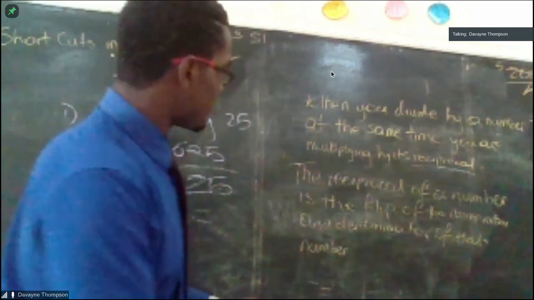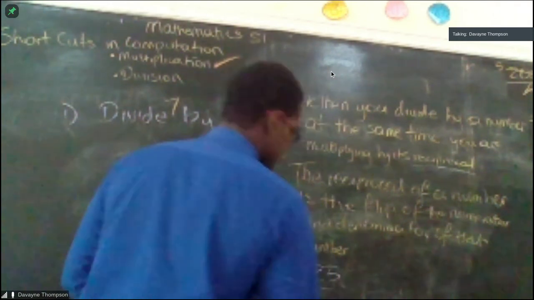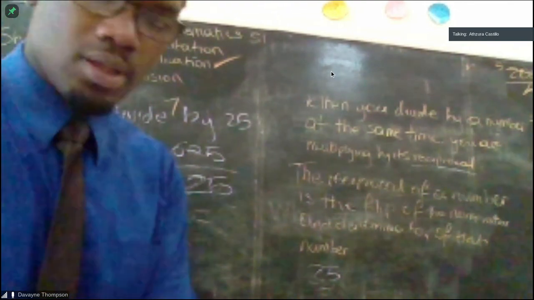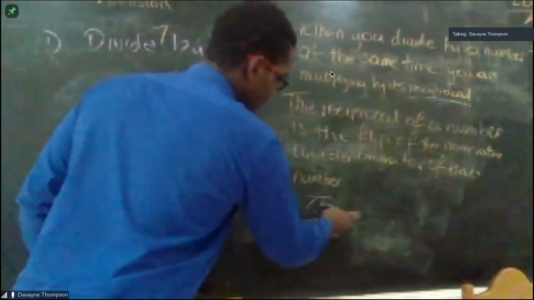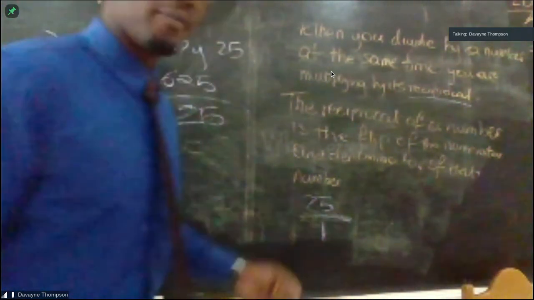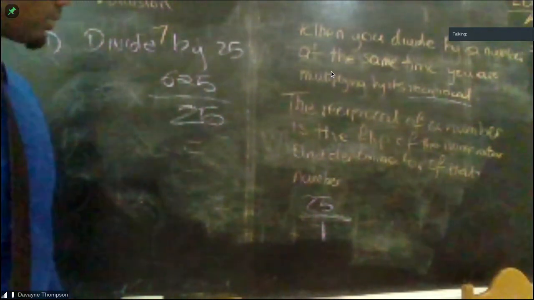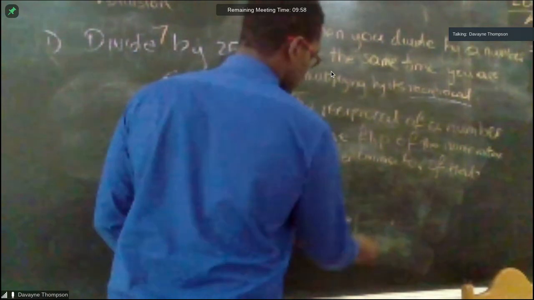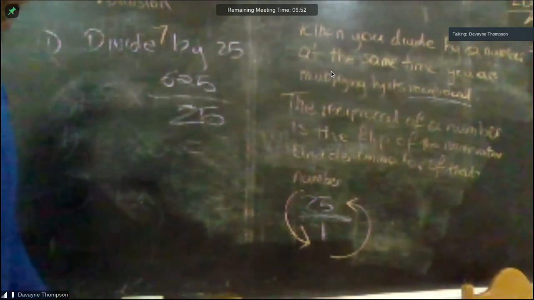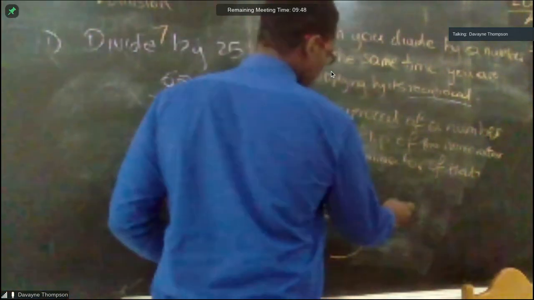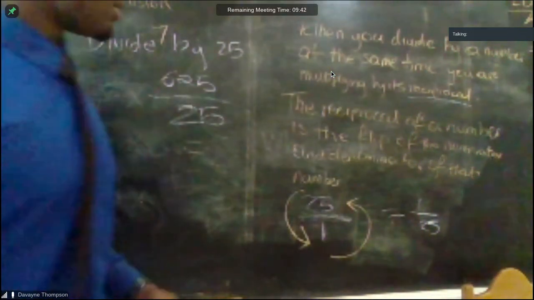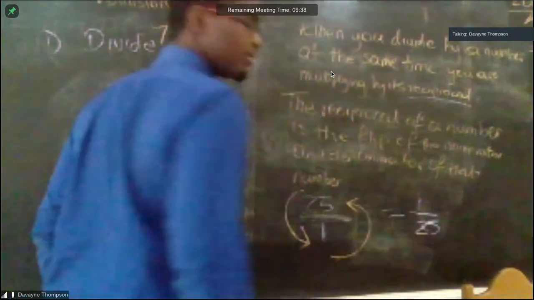So if I have 25, what's the denominator of 25? 1, exactly. The denominator would be an imaginary 1. Right? What would be the reciprocal of 25 now? Remember, the reciprocal means the switch, the flip of the denominator and the numerator. So what would be the switch? Right. 1 over 25. Clear to everybody? 1 over 25.